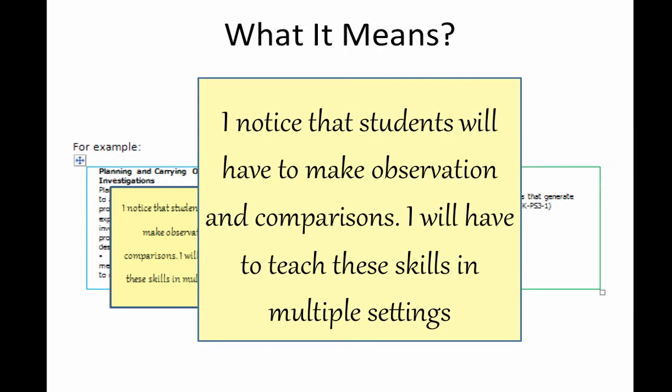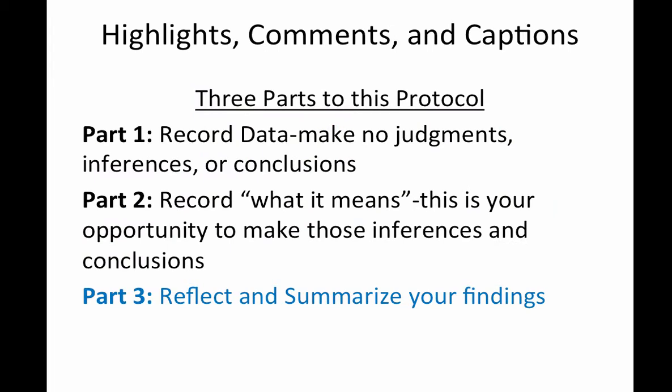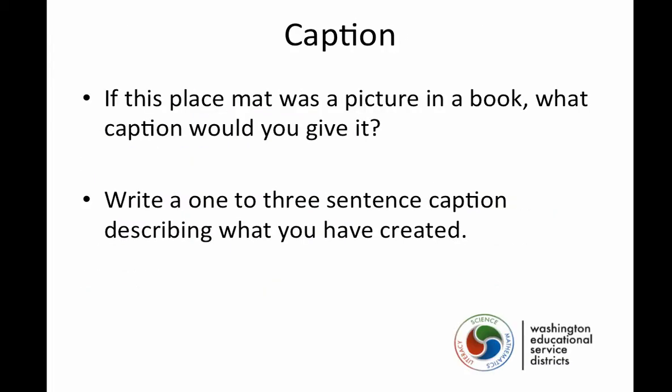In part 3, reflect and summarize, you're going to make a caption. You look at the placemat as a whole and think: if this was a picture in a book, what caption would you write to describe this picture? So that's the direction there. And that's it. That's the activity.